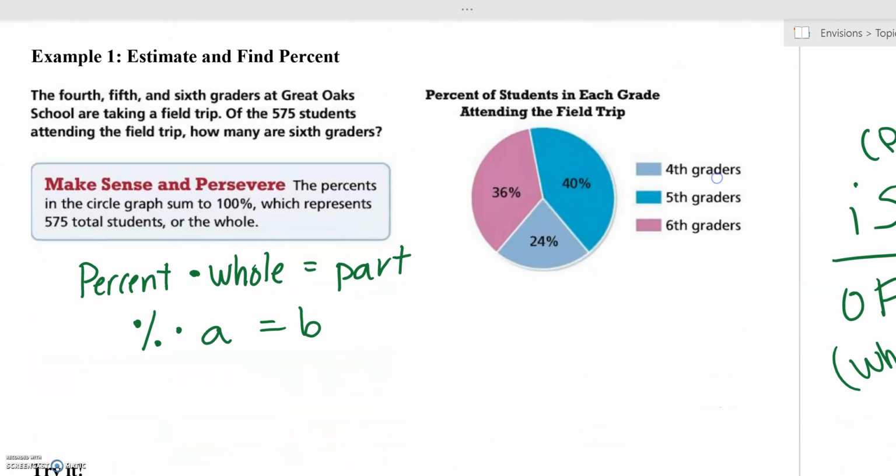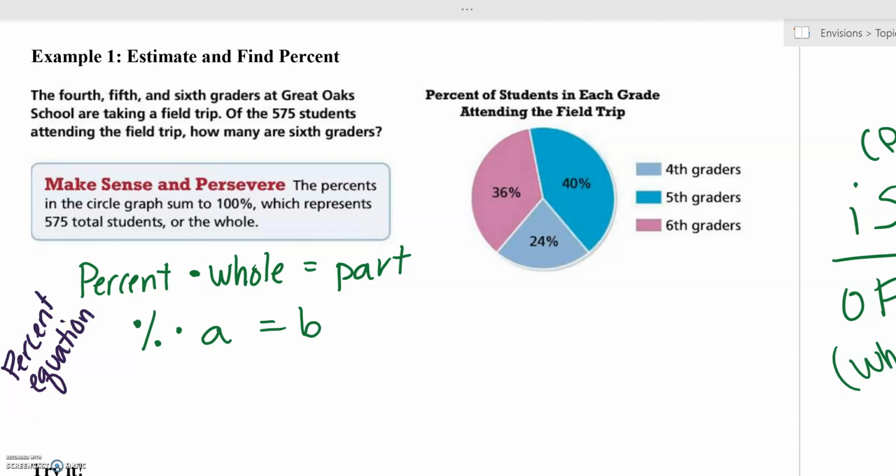Okay, so we have example 1 here. We're going to estimate and find the percent of our answers here. So I have 2 different ways that I'm going to show you how to do this. The first way I want to show you is called using our percent equation.